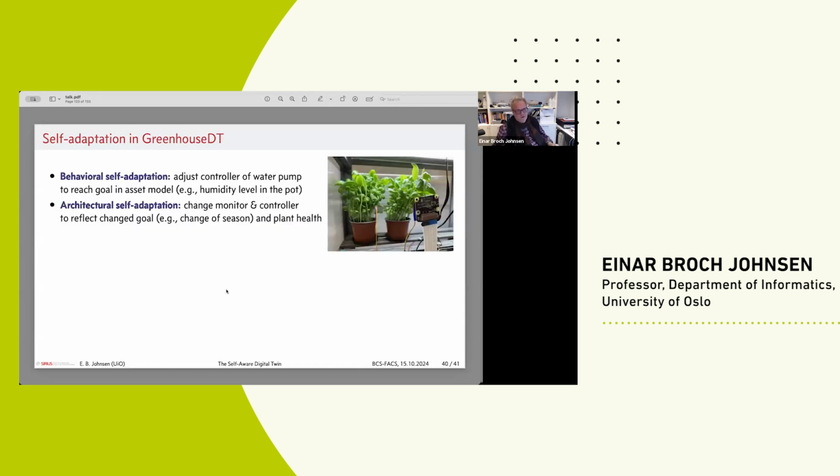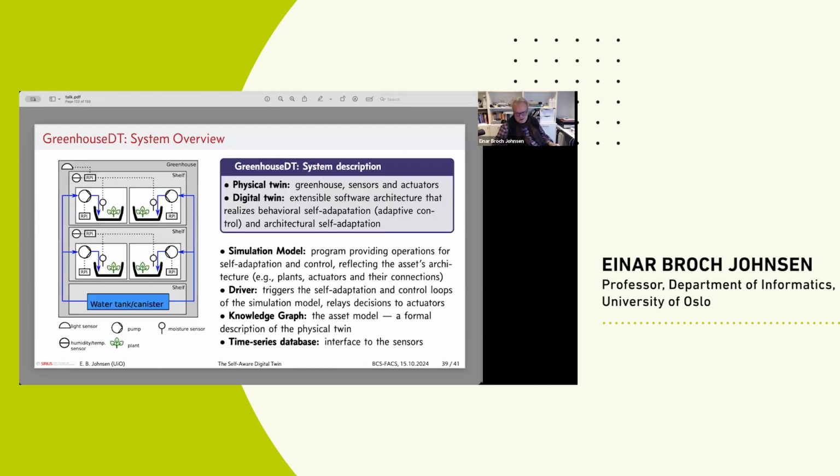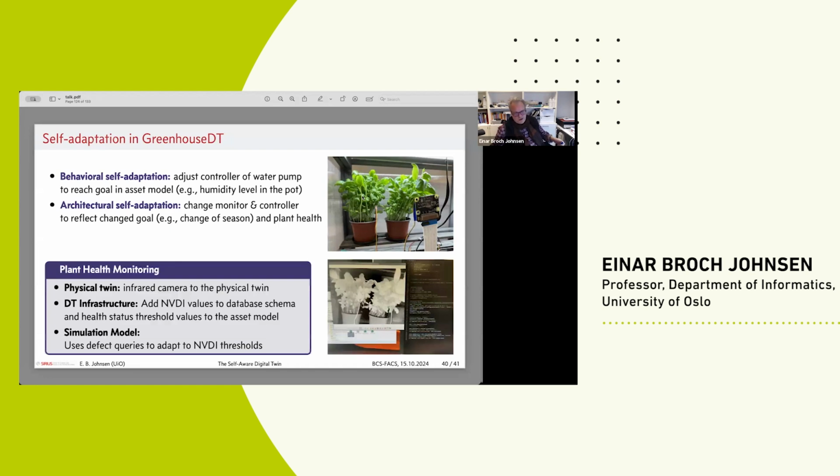Now we can have this kind of behavioral self-adaptation. So we want to adjust controllers of water pumps to reach a particular goal, so a requirement in the knowledge graph about how a plant should be watered, what is the desired humidity level in the pot. But we can also apply this architectural self-adaptation. So we can detect that the basil is sick and then change how we are dealing with it. Sorry, this was the wrong way. And this is how we are doing this.